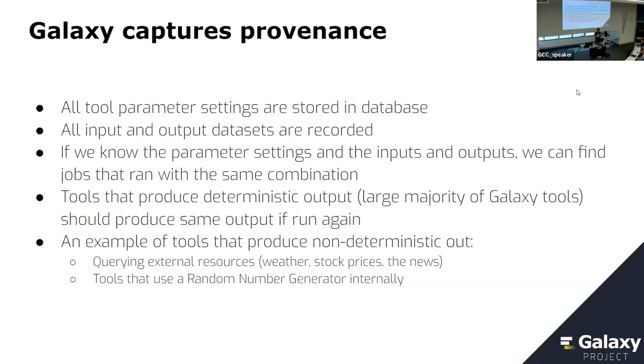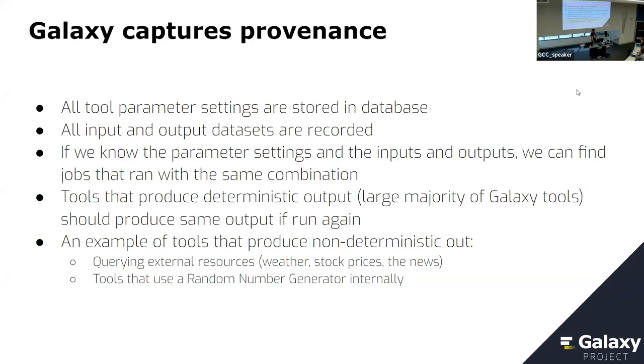One thing I mentioned before, but I really want to drive the point home, is that Galaxy captures the provenance and the entire analysis chains. So all tool parameters are stored in the database. We record exactly which input and output datasets have been created and how they're being used. We know the parameter settings and the inputs and outputs.